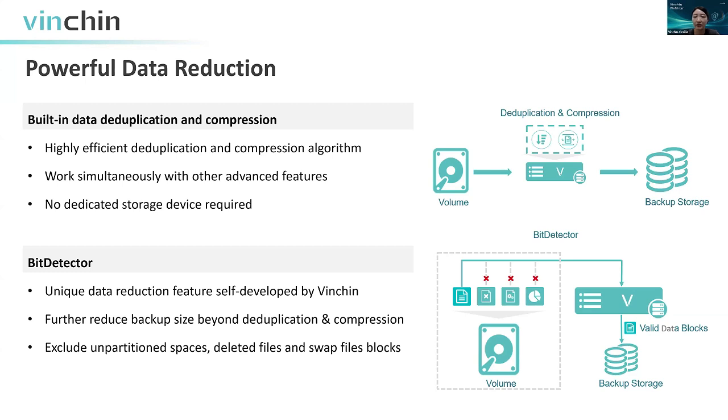And bit detector is also Vinchin's unique self-developed function to further reduce the backup size from the source end, and it can reduce the network load. So when bit detector is enabled, the detected swap file blocks, the unallocated file blocks, and any invalid file blocks will be excluded. So only 100% valuable data is backed up to the backup storage.